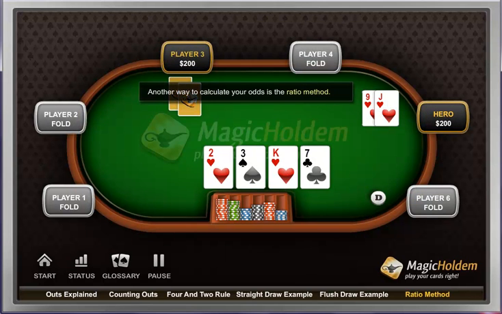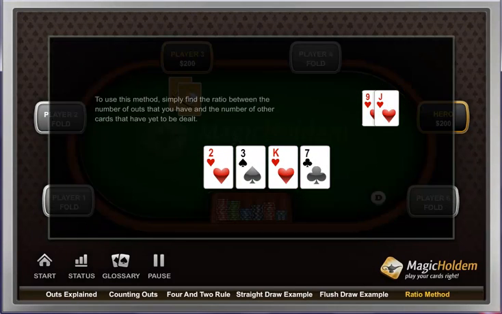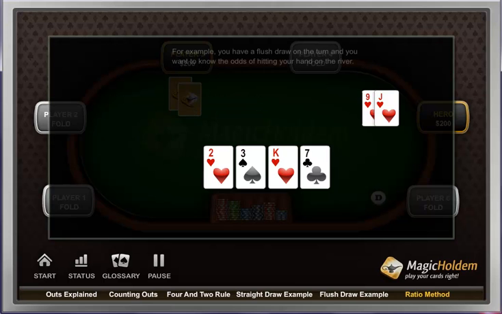Another way to calculate your odds is the ratio method. To use this method, simply find the ratio between the number of outs that you have and the number of other cards that have yet to be dealt. For example, you have a flush draw on the turn and you want to know the odds of hitting your hand on the river.